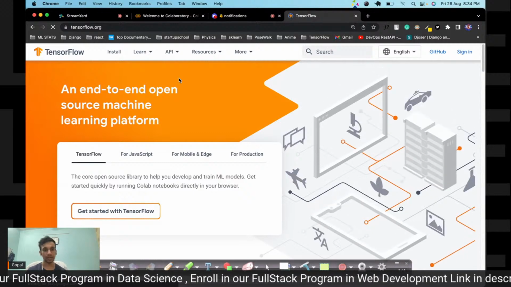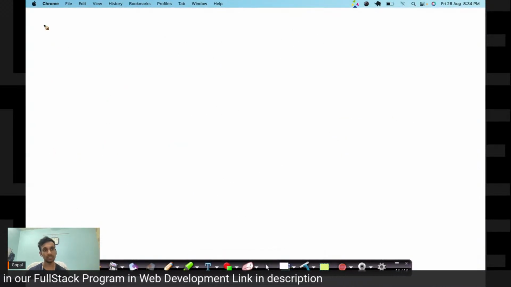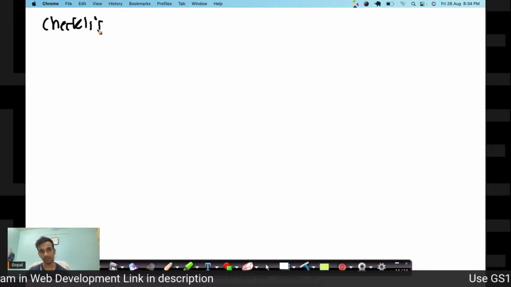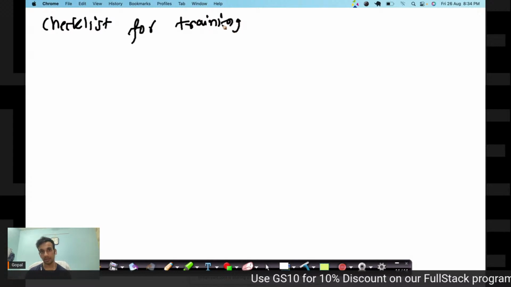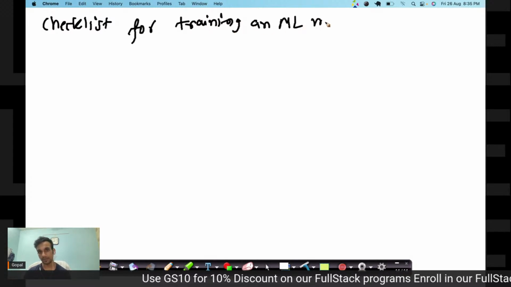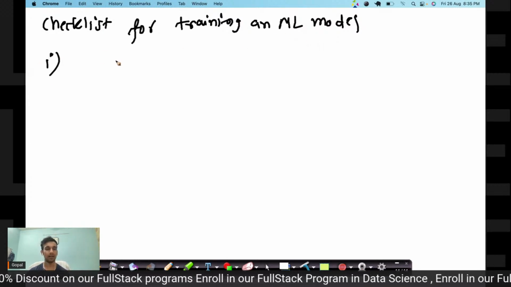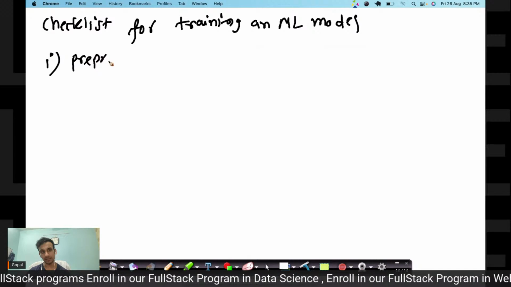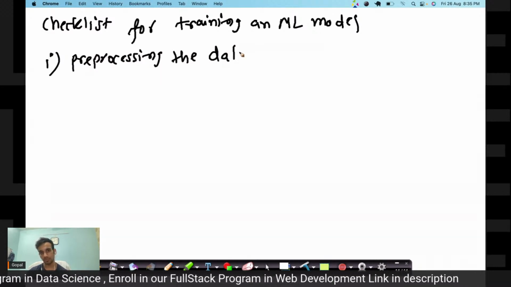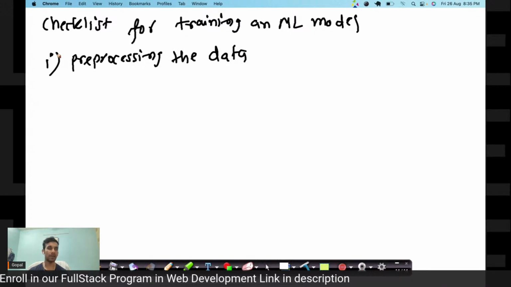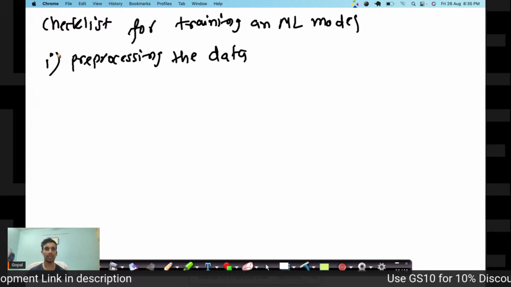Even before getting into TensorFlow, let's nail down the checklist for training an ML model. So the checklist will be: pre-processing the data. Assume we have already accumulated the data from the internet or from various other resources, and now we are pre-processing it.